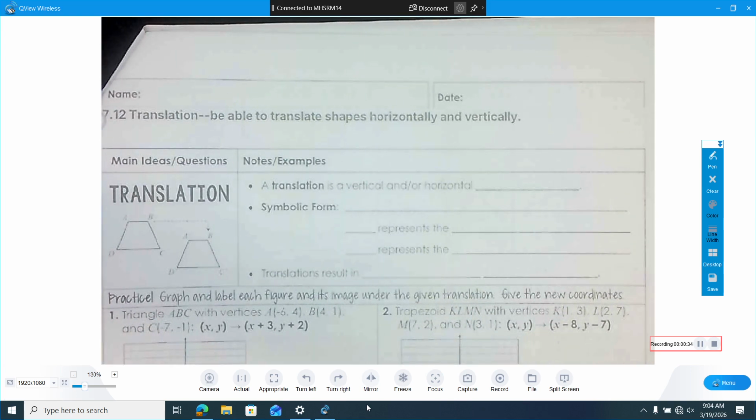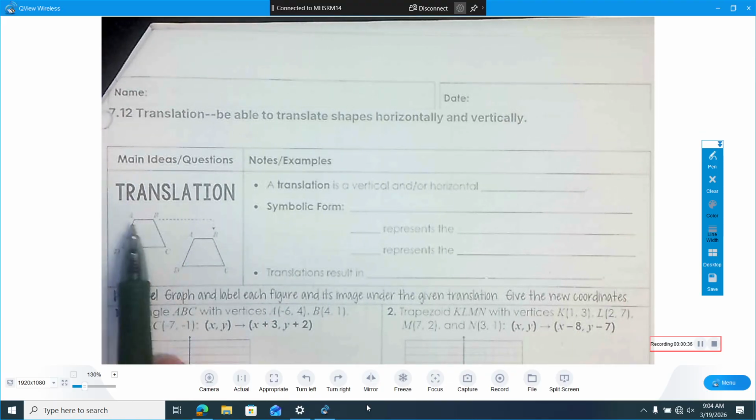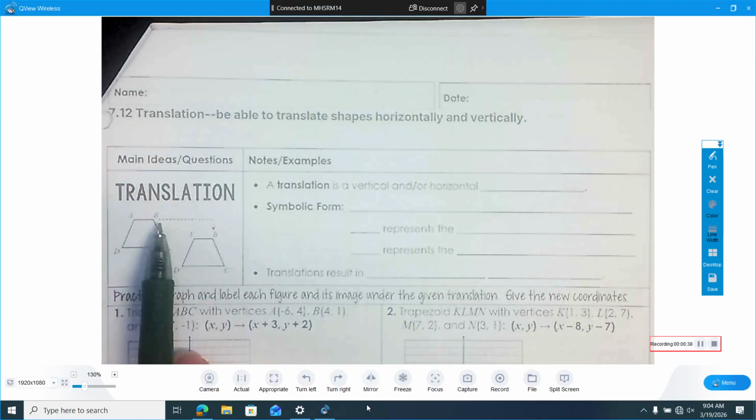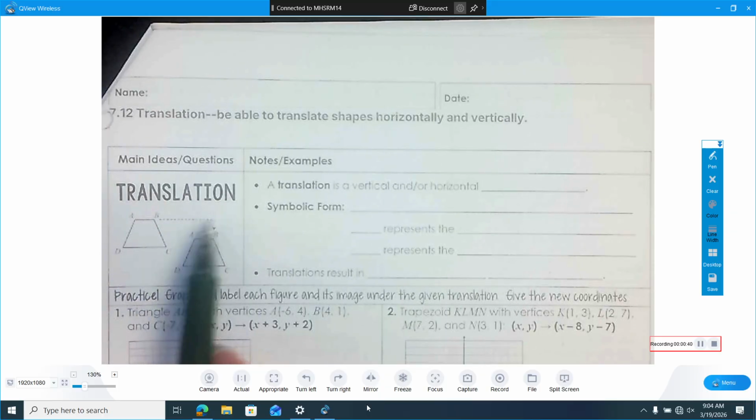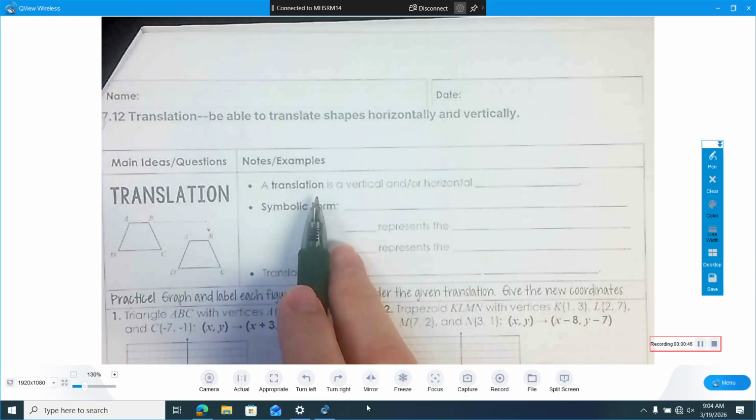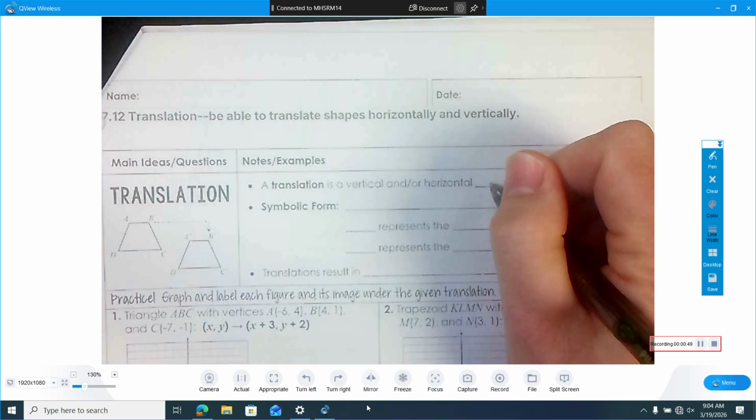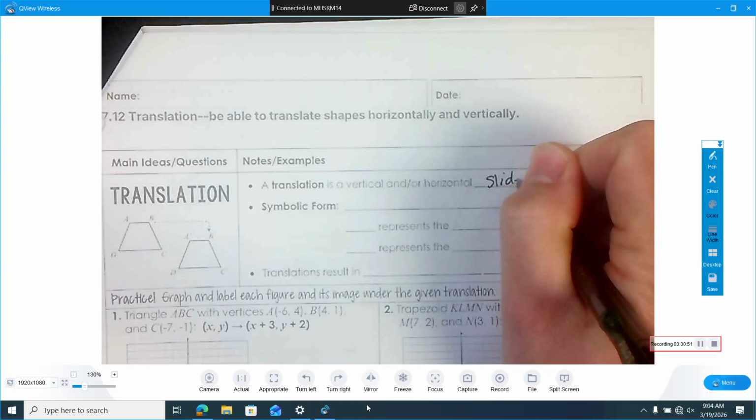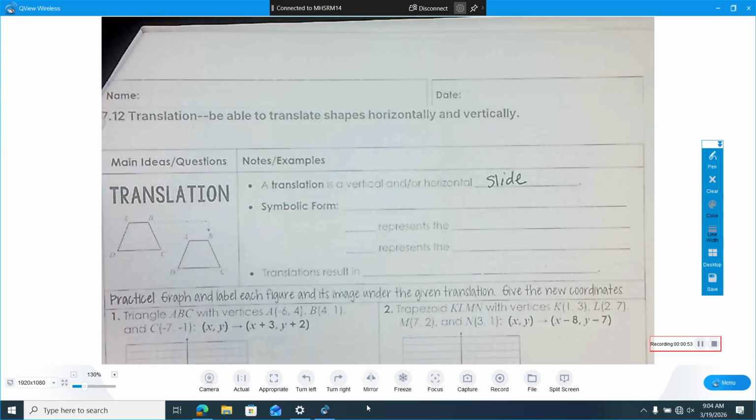in math really just means to slide. So you can see how we've got this little figure right here, and there's this little arrow, and it's saying I'm going to go to the right some, and then we're just going to move it down some, and that's exactly what we're doing today. A translation is a vertical and or horizontal slide, okay? All it's doing is moving your figure left, right, up, or down. That's all it's doing. Super easy.